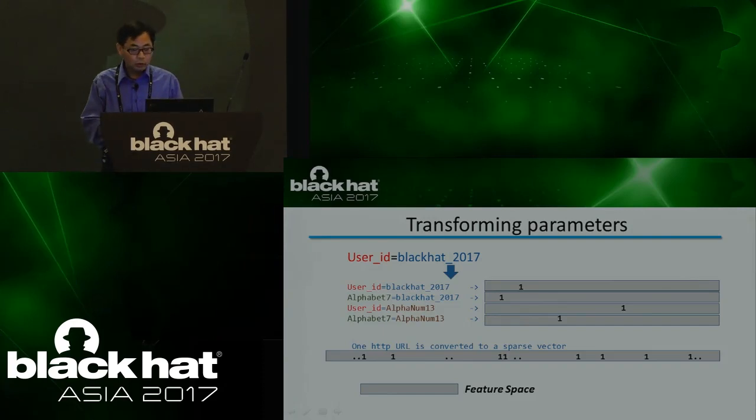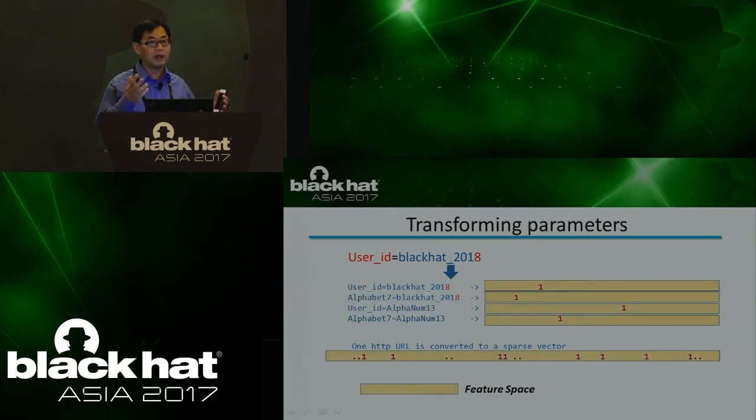Okay, then how do we use this feature vector to do the comparison, to find the similarity or commonality between samples? I'll give you another example. Say next year this malware evolved, and they changed the user ID to Black Hat 2018. We do similar things and get another 4 bits in the feature space. Now we compare this new malware with last year's malware to see what the difference is.